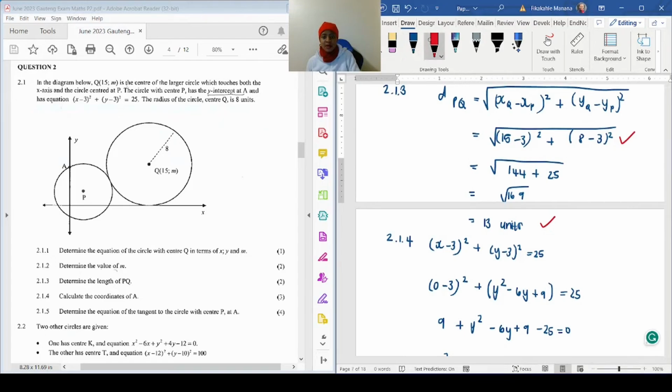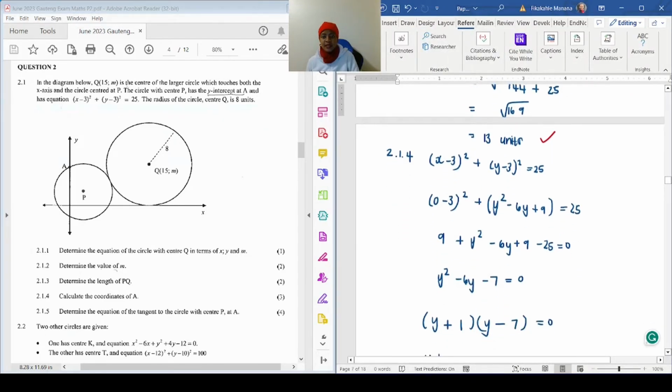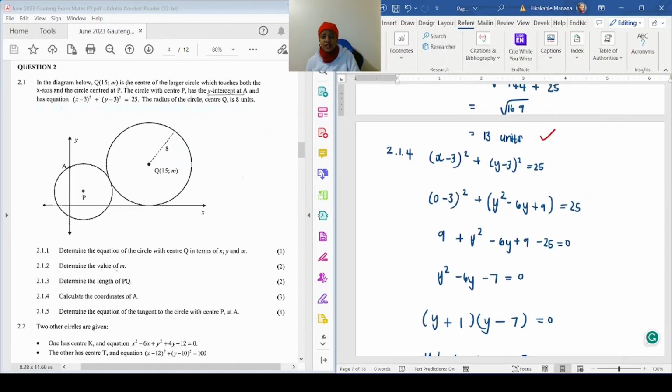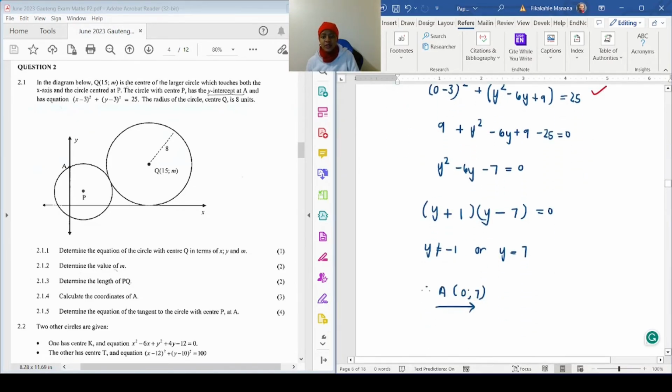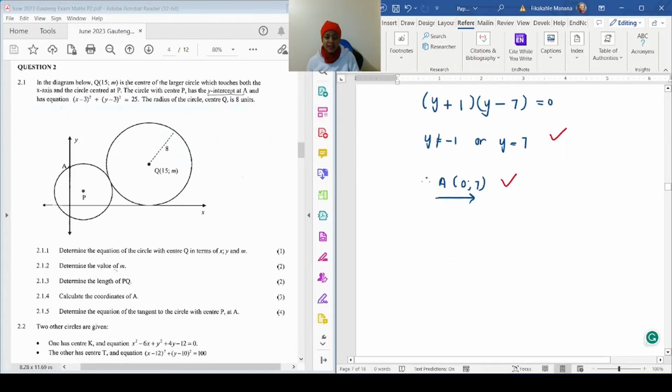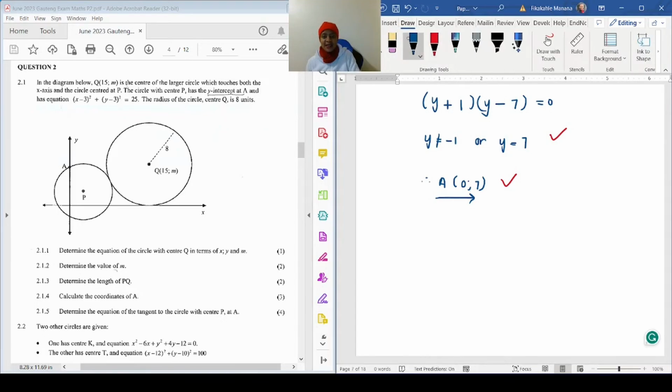So those 3 marks, I presume that it's ensuring that you substitute 0 into the equation. You get your quadratic formula. So you have your values for y, and then ultimately you get the coordinate of A. This is me assuming how the mark allocation would go.